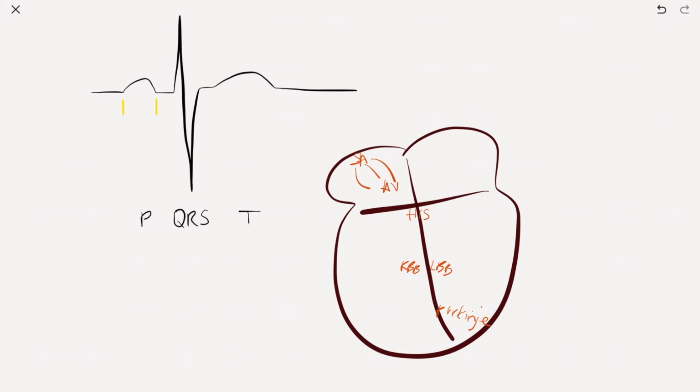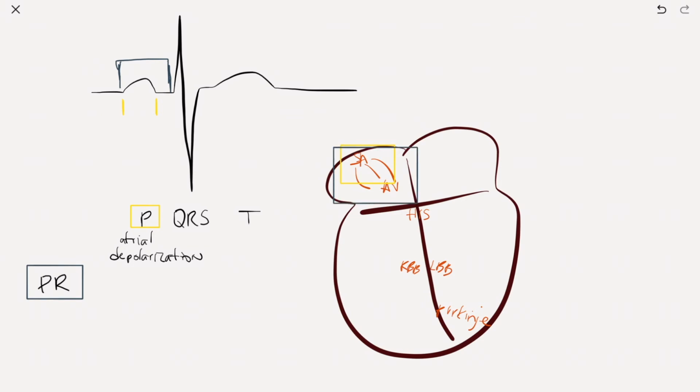Our first upward deflection in our EKG is the P wave, and this represents atrial depolarization. Atrial depolarization initiates the contraction of our atrial muscle in the atrial chambers that force blood to open the atrioventricular valves, leading to a rapid flow of blood into the ventricles. From the beginning of the P wave to the beginning of the QRS is our PR interval, and this is the time the impulse takes to travel through the atria and the AV node.